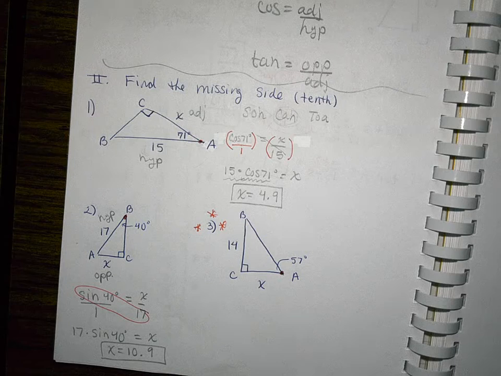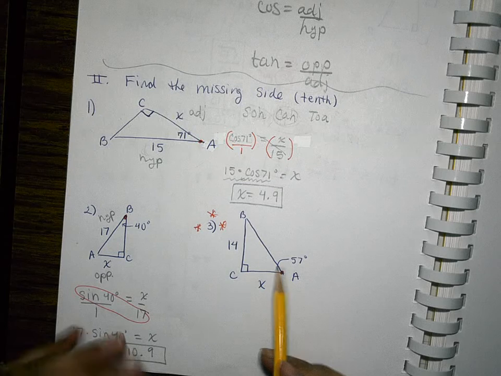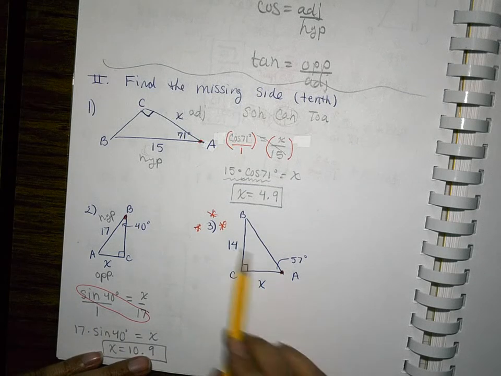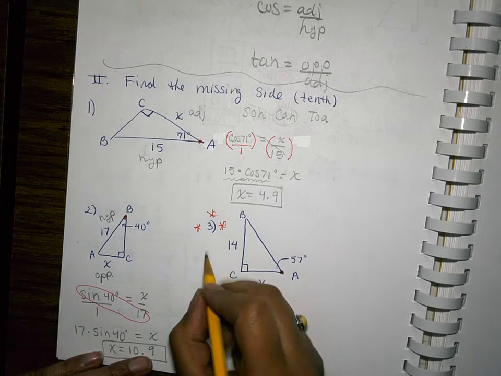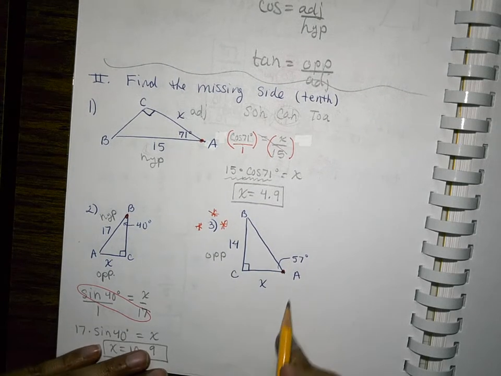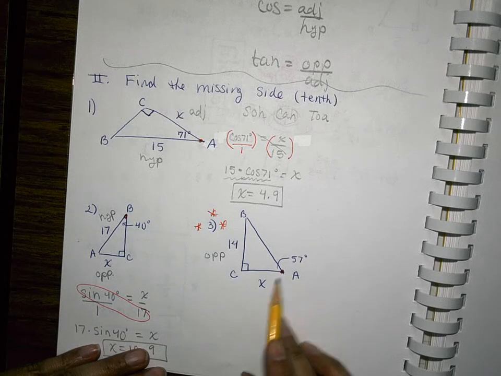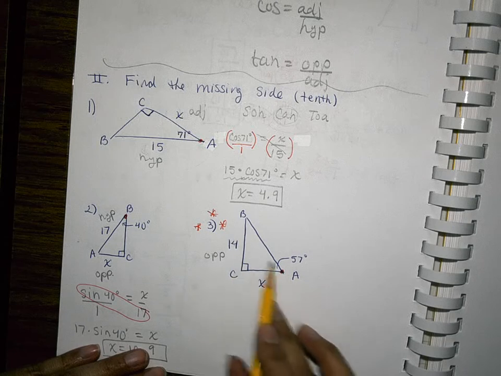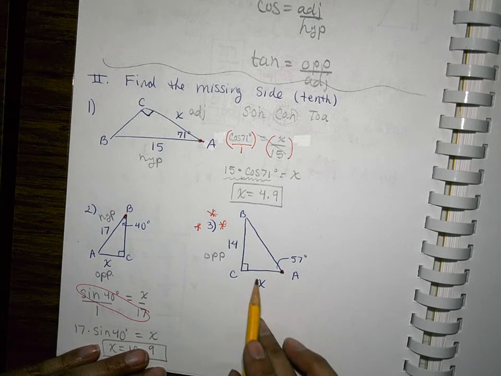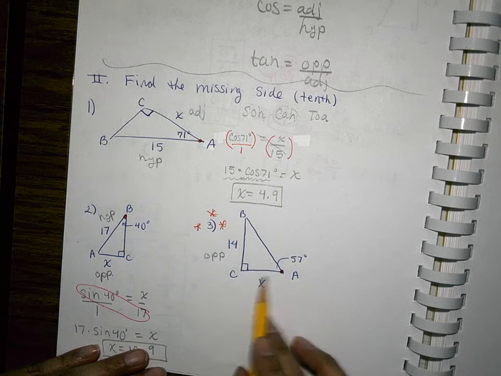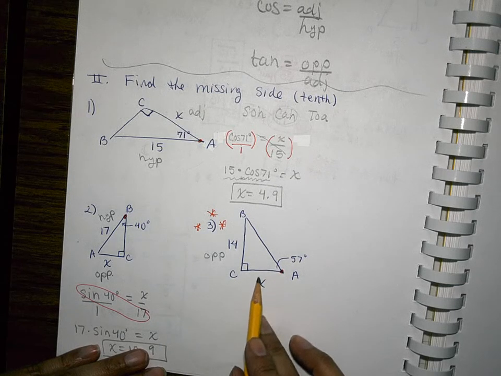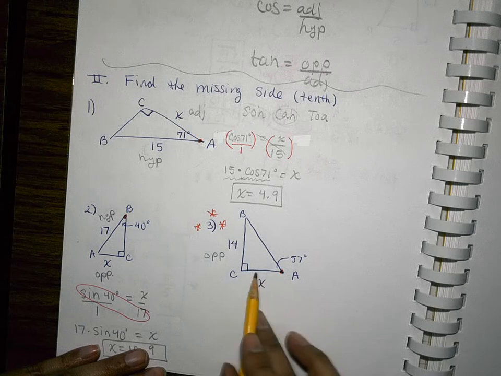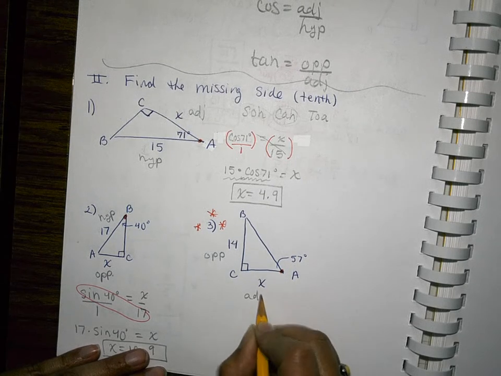Okay, if I'm sitting at angle A, what information is given? 14 is given, and what is 14 in reference to angle A? Opposite, adjacent, or hypotenuse? Correct, it is opposite. X is what I'm looking for, and what is X in reference to angle A? Opposite, adjacent, or hypotenuse? What is X in reference to the angle 57 or the angle A? Correct, it is adjacent.